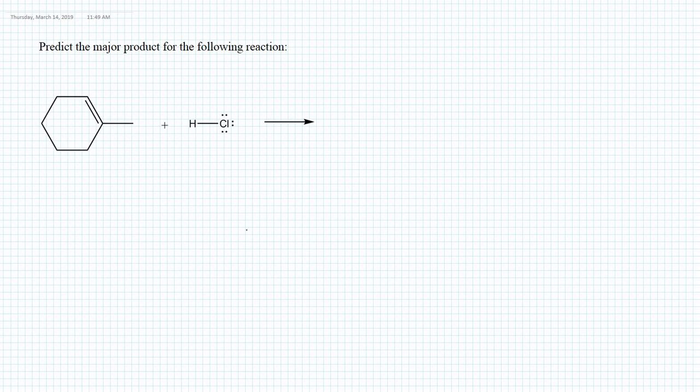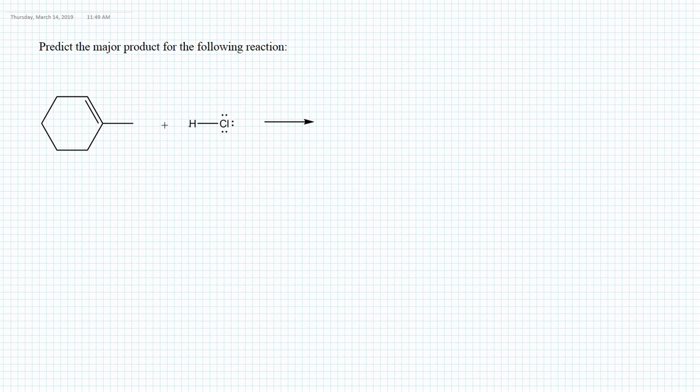Hi, in this tutorial we are going to solve a question related to reaction of alkenes. The question asks us to predict the major product for the following reaction. If you look at the reaction, we have an alkene and we have a strong acid, HCl, and we can easily predict the reaction. This will be an electrophilic addition reaction to alkene.